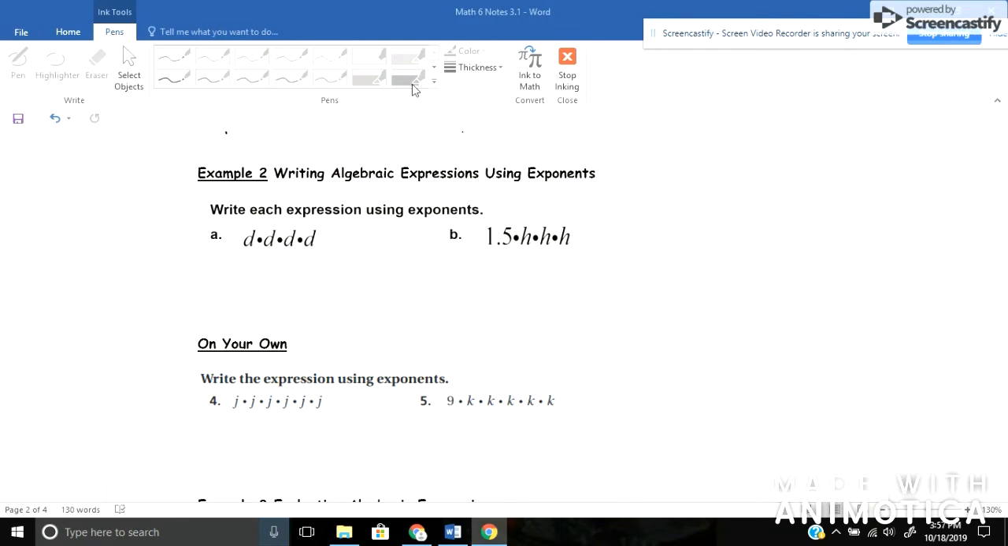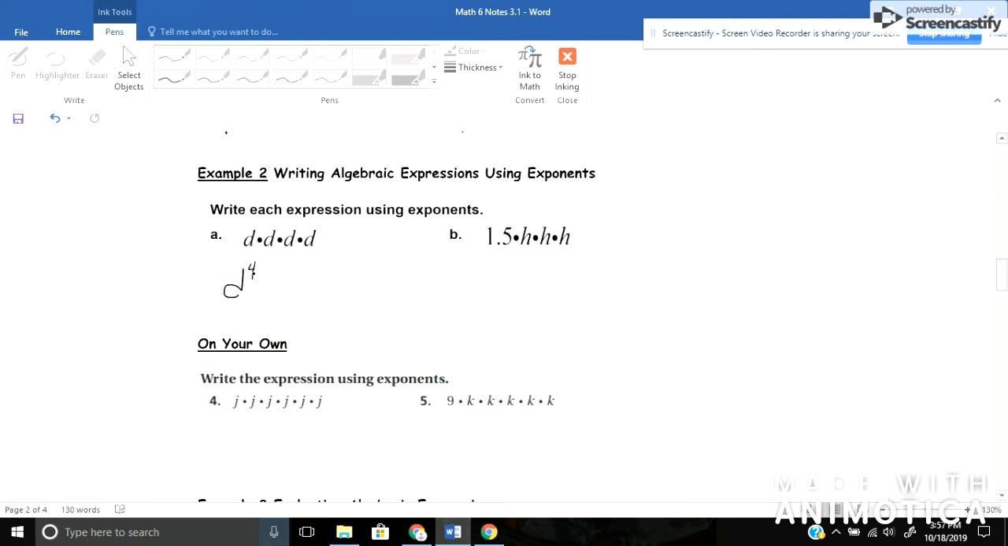Okay, picking up here with example 2, it says writing algebraic expressions using exponents. Write each expression using exponents. So remember that repeated multiplication you can write using exponents. So here I've got d times d times d times d. Well, there are 4 d's, so this would be the same thing as d to the 4th power.